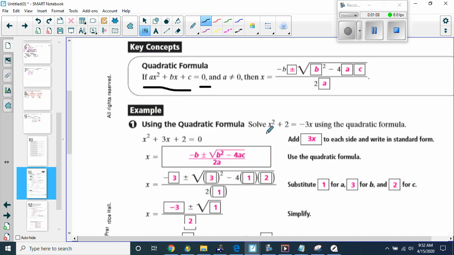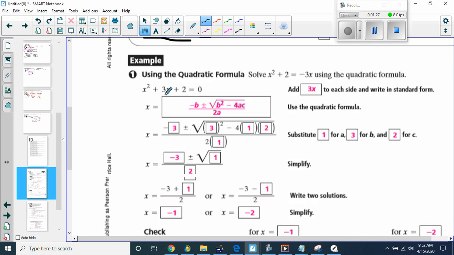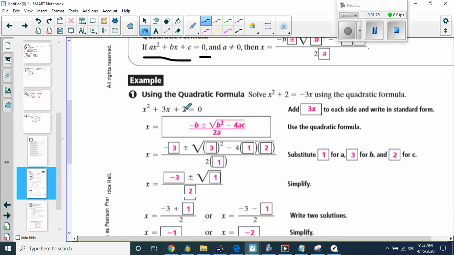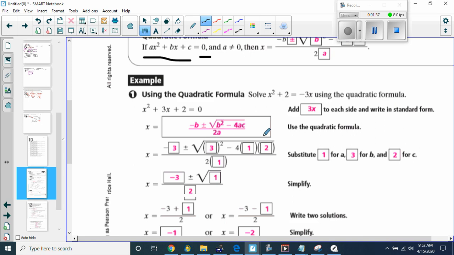So this is a quadratic equation because x squared is the highest power. And we're going to use the quadratic formula to find the answer for x. Yesterday we factored it and found the answer. Today we're going to use the quadratic formula. So you could factor this one. Factors of 2 that add up to 3, and the answer is going to be -1 and -2. However, they're going to show you how to use the quadratic formula on this one.